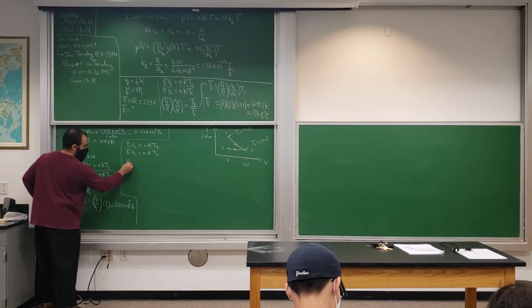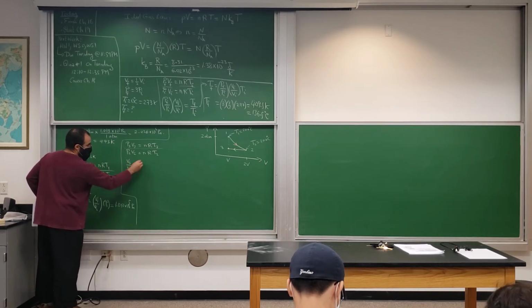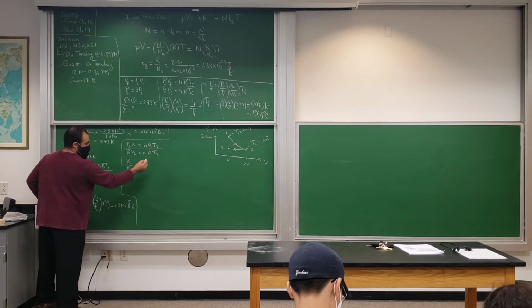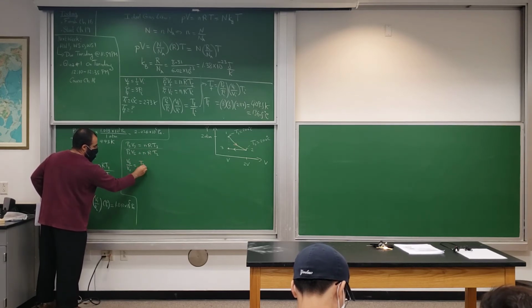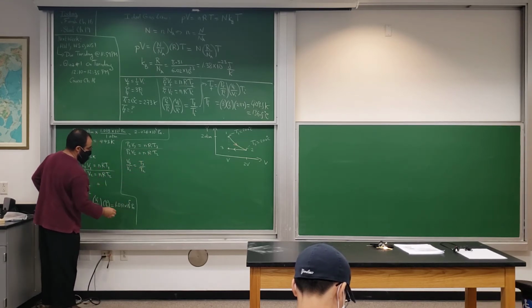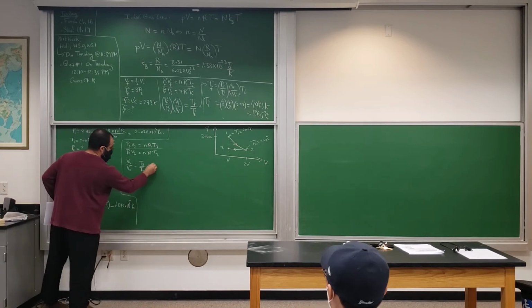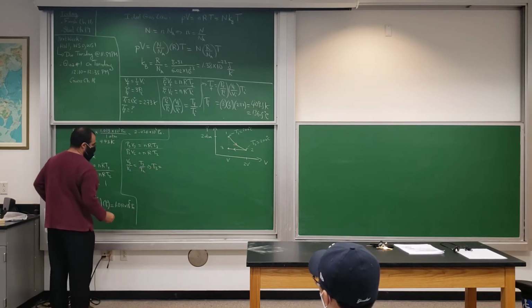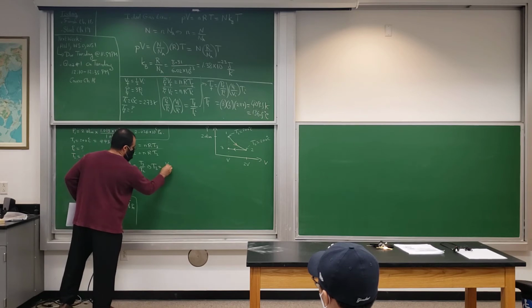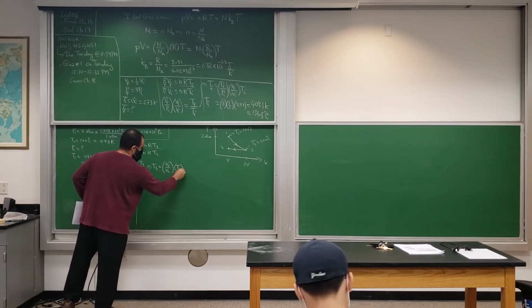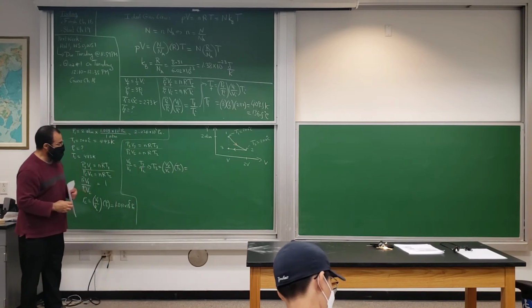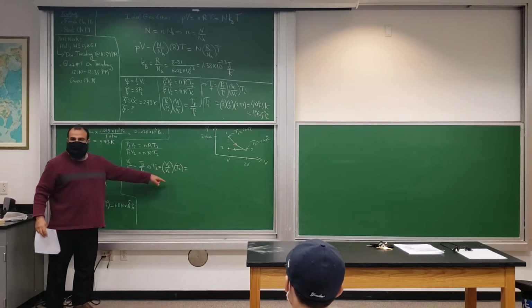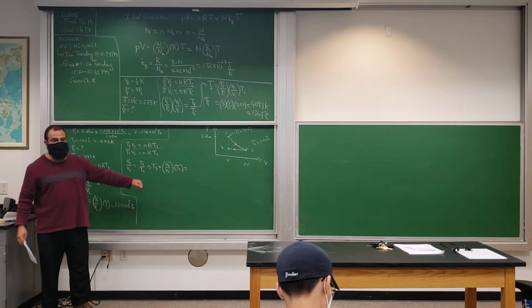So I got V3 over V2. The n and the R, they go away. And you have T3 over T2. And so T3 will equal V3 over V2 times T2. And you can plug in the first. What is V3 divided by V2? 1.